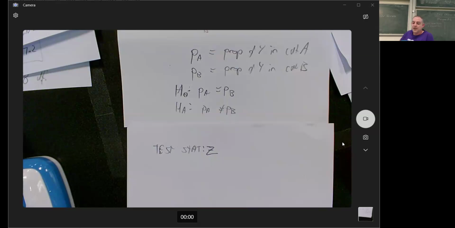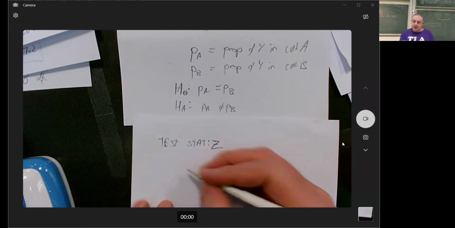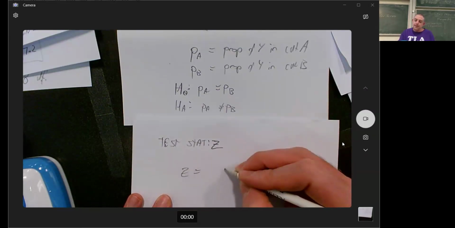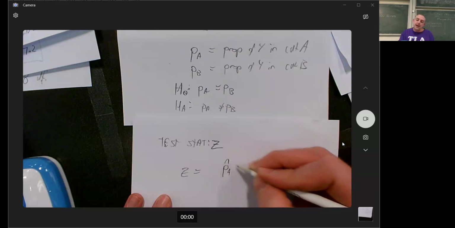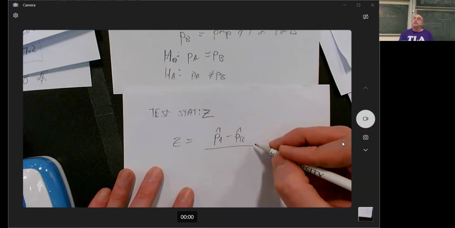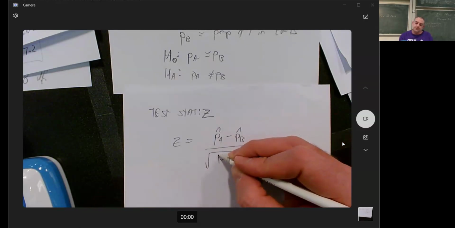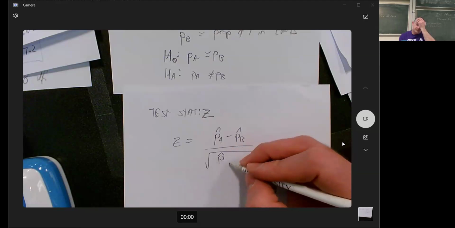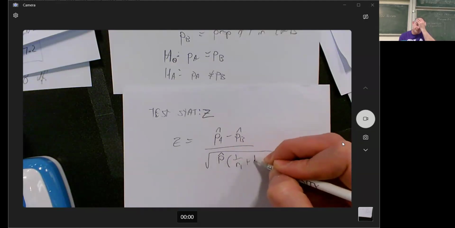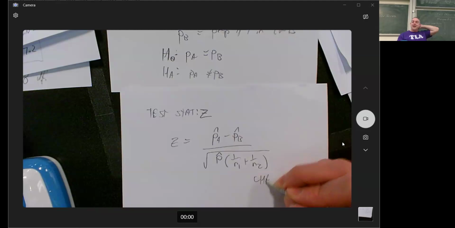Yep. A one proportion test isn't about relationships. Can I just finish this for a second and come back to that? And so the Z is going to be PA hat minus PB hat over, oh God. Pretty sure it's that. Could be wrong. Just check that.